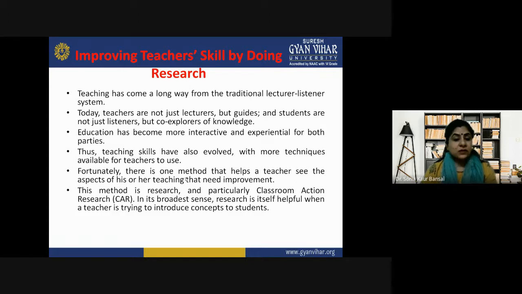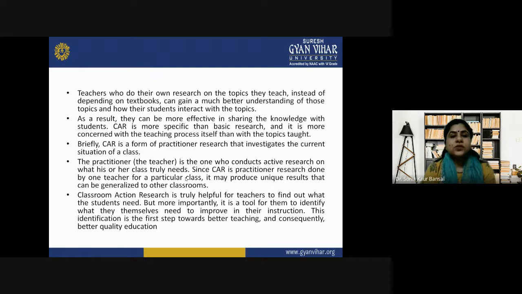When the classroom action research method is applied by any teacher, then definitely introducing new concepts to the students will become more and more easy. So teachers who do their own research on the topics they teach, whatever I'm going to teach, I have to research on that. Instead of depending on textbooks, they can gain a much better understanding of those topics and how their students interact with the topics.